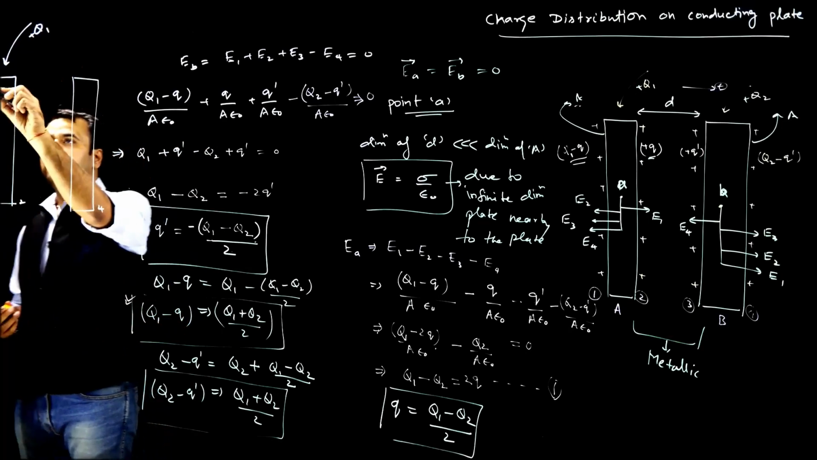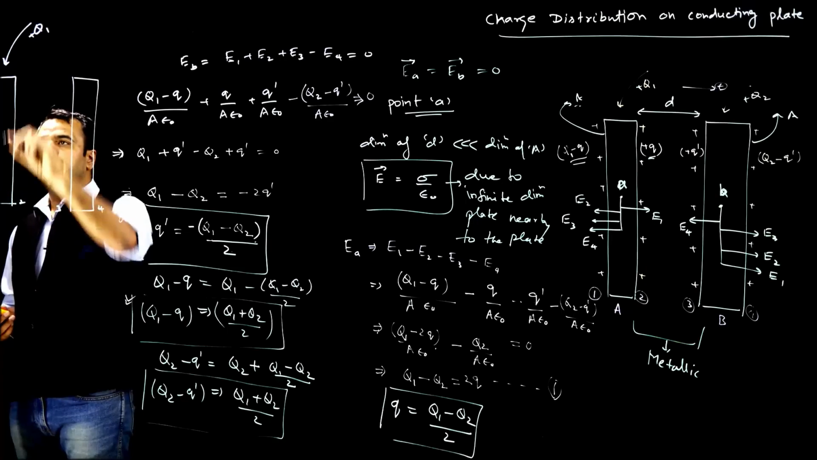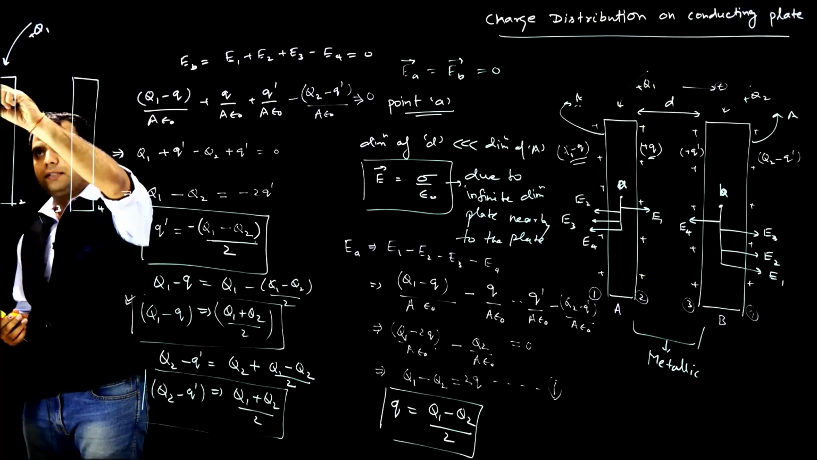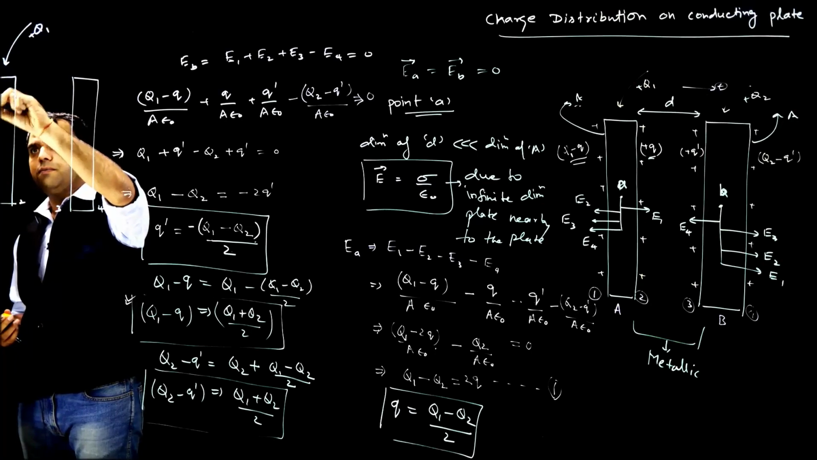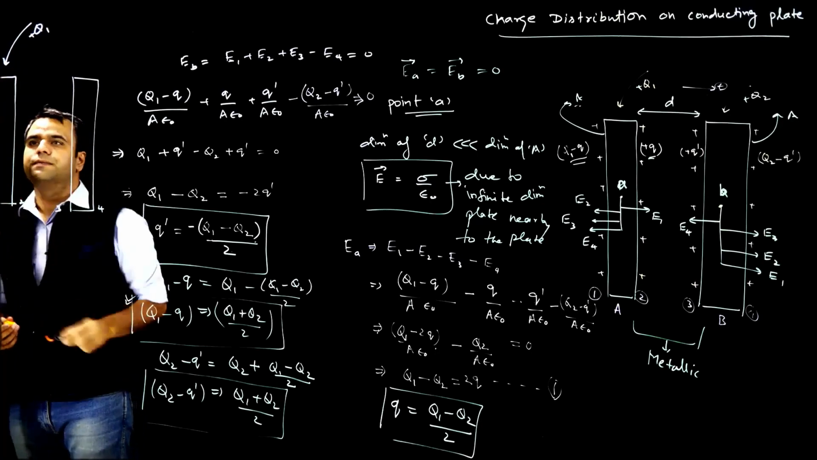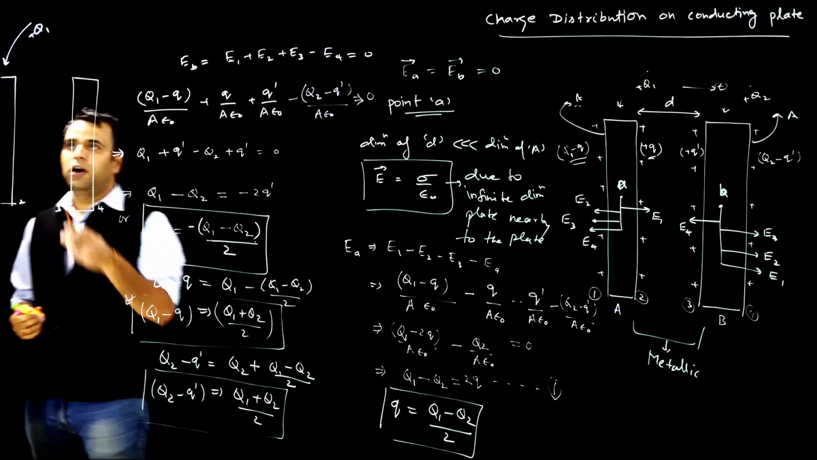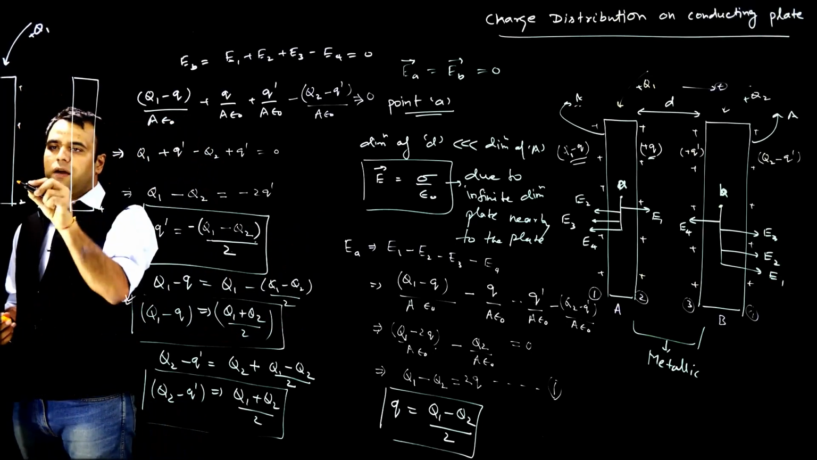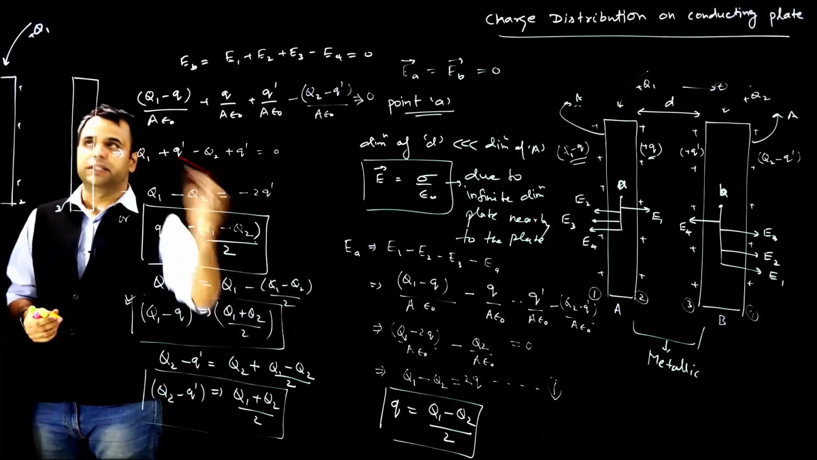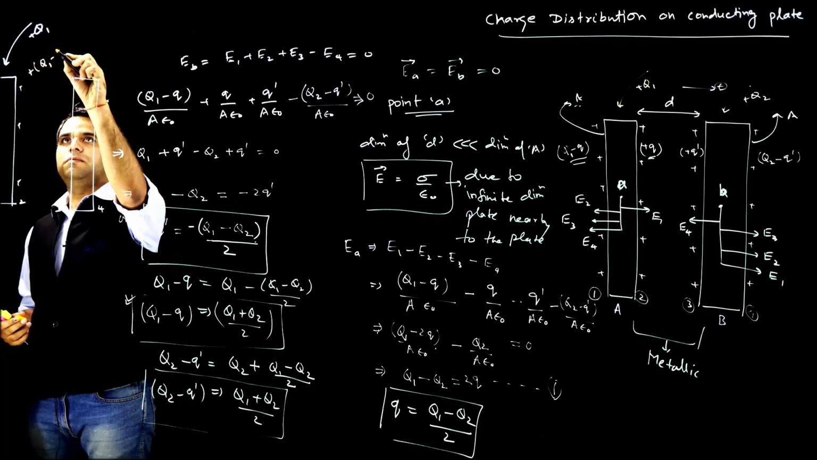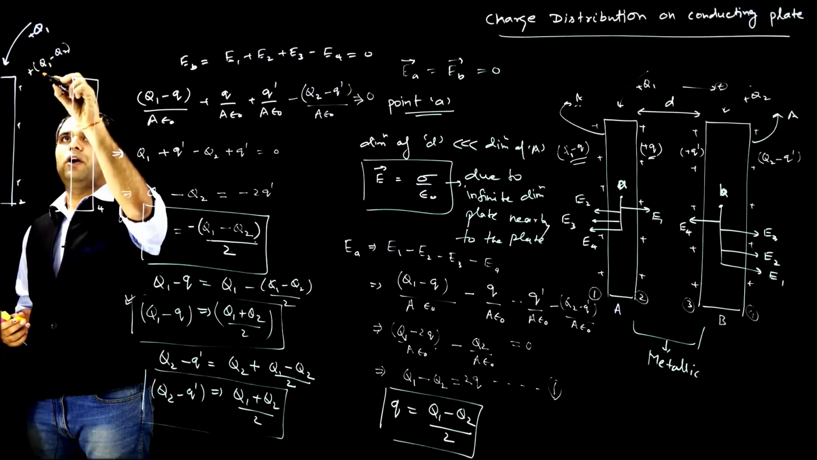So here the charge was (q1 plus q2) by 2. And the side 2, the charge was plus q, small q. So here the small q value is there. So positive (q1 minus q2) upon 2.